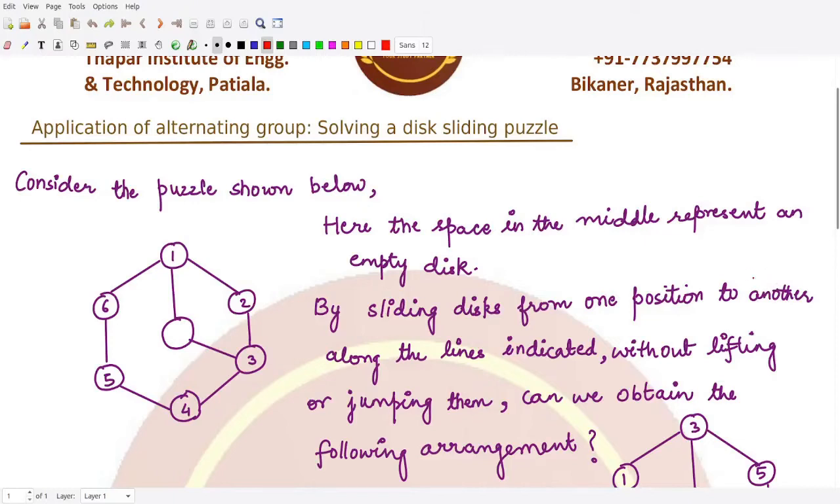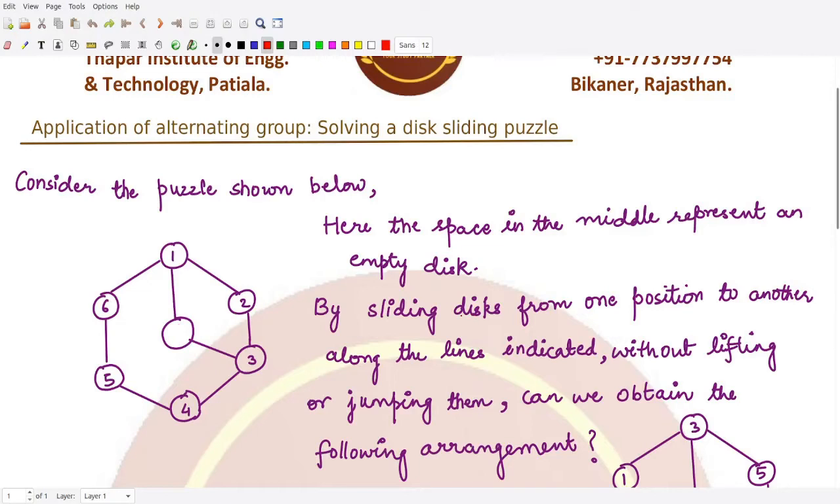In this video we are going to look at an application of the alternating group, where we want to solve a disk sliding puzzle. So here let's see what the puzzle is first. You can see these 6 circles, correct, and one circle is empty. The empty circle represents an empty disk, while the others represent disks numbered between 1 to 6. So now what is the puzzle?